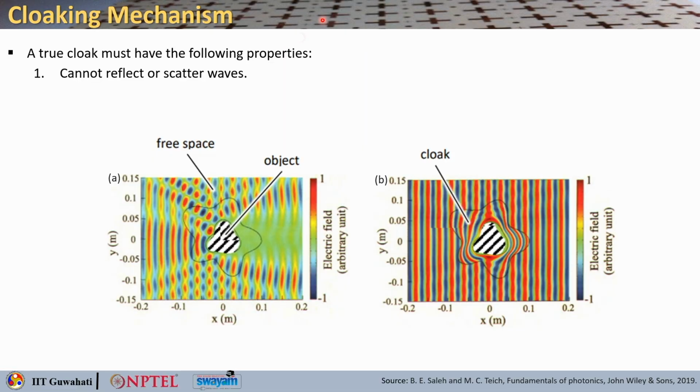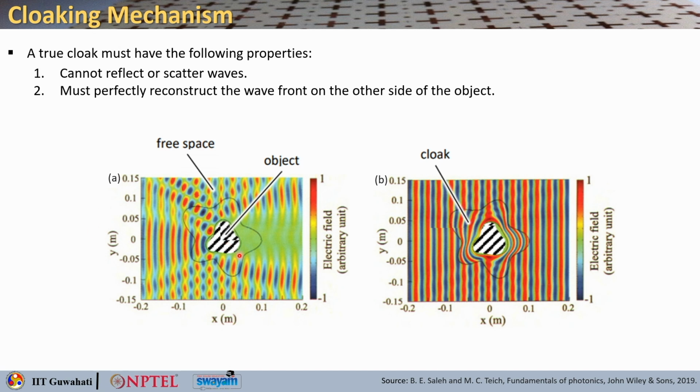So, a true cloak must have the following properties, as you can see here. Ideally it should not reflect or scatter waves, and it should perfectly reconstruct the wavefront on the other side of the object. So, if there is an object and you put a cloak around it, the wavefront before and after the object should look exactly the same. That is how it should be able to reconstruct it.